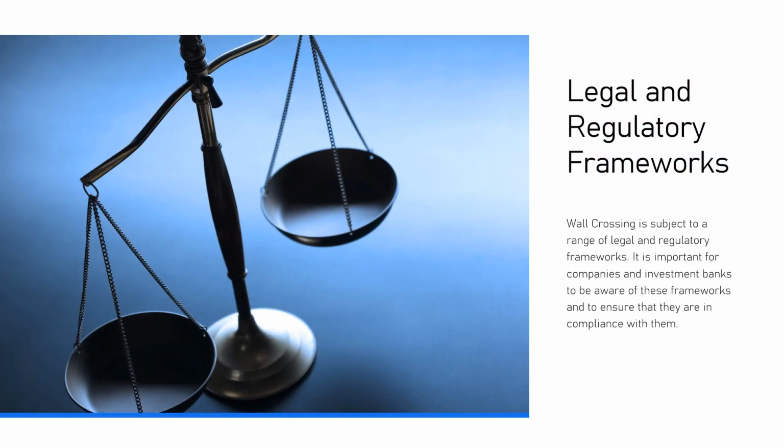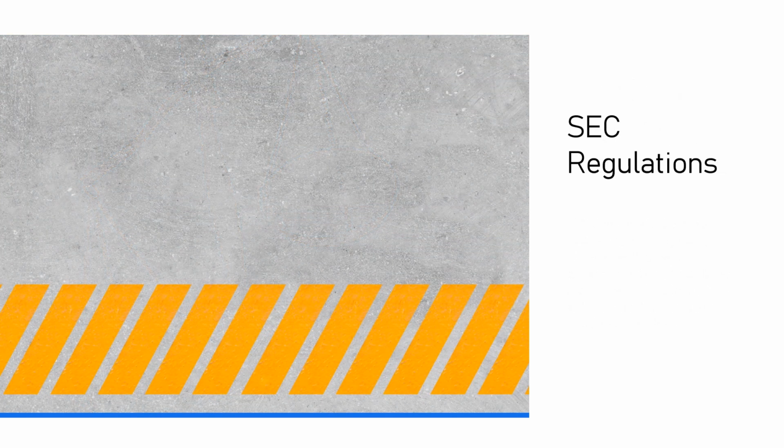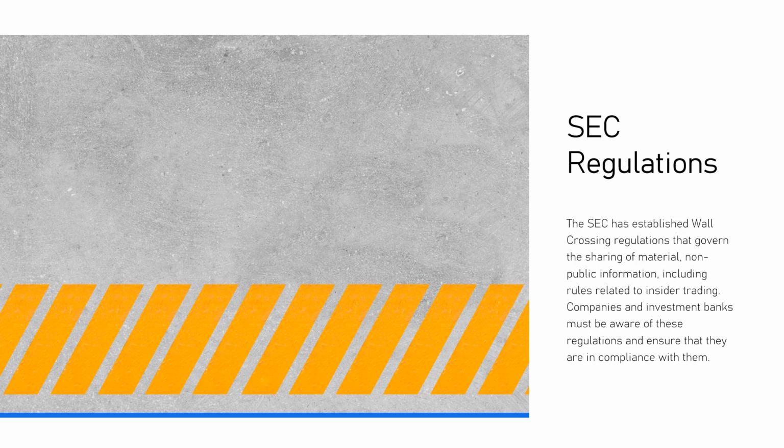Legal and regulatory frameworks. Wall crossing is subject to a range of legal and regulatory frameworks. It is important for companies and investment banks to be aware of these frameworks and to ensure that they are in compliance with them. SEC regulations. The SEC has established wall crossing regulations that govern the sharing of material, non-public information, including rules related to insider trading. Companies and investment banks must be aware of these regulations and ensure that they are in compliance with them.